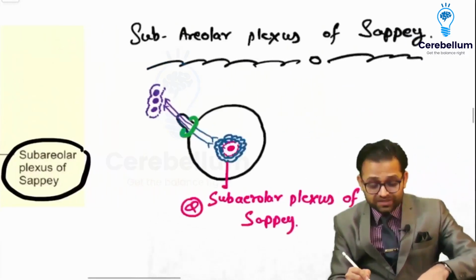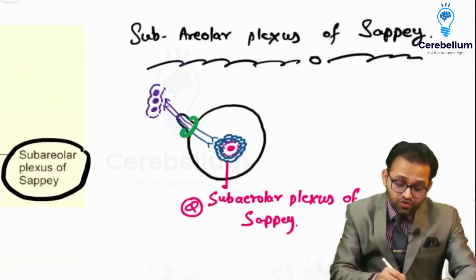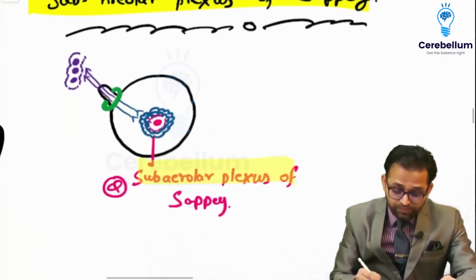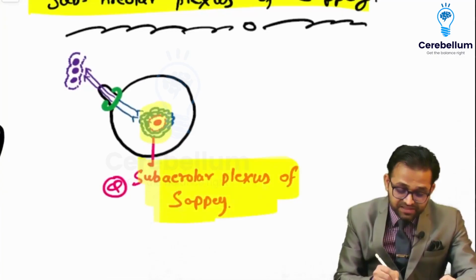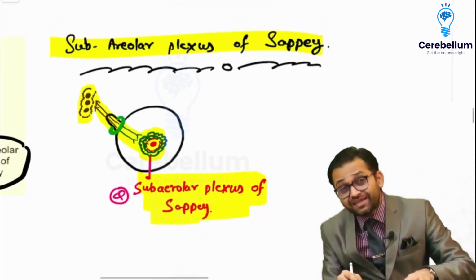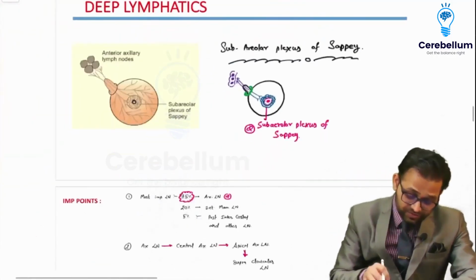Okay, sir. Diagrammatic presentation for the subareolar plexus of Sappey. Sir, the subareolar plexus of Sappey drains the parenchyma, nipple and areola, and sends the lymph into the anterior axillary lymph node group. Okay, so remember this point.